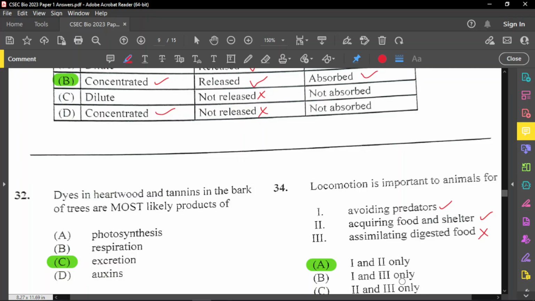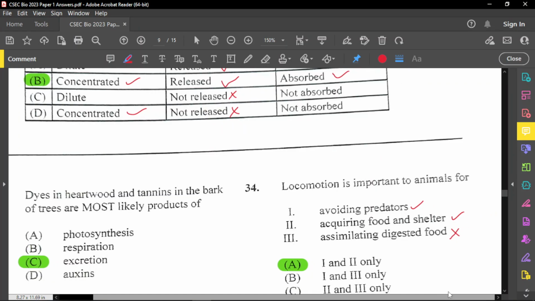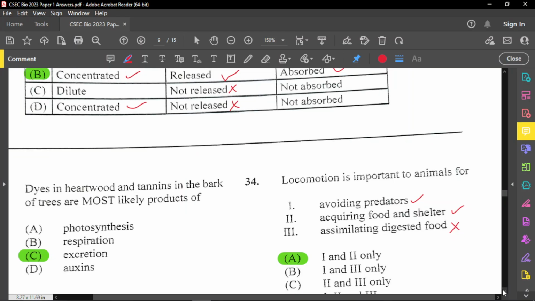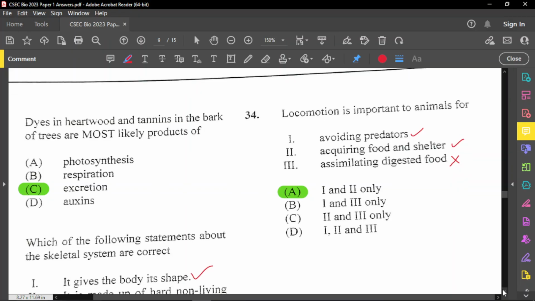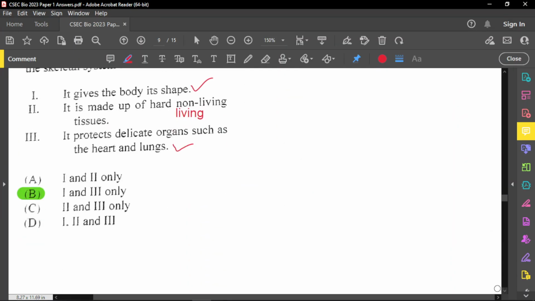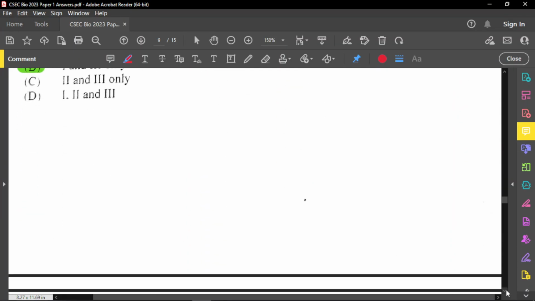All right, for question number 34 now, it said that locomotion is important to animals for what? And just to point it out, locomotion is movement, right? And so yes, you can avoid predators by moving, and acquiring food and shelter definitely involves moving. Assimilating digested food is not by movement. You don't even need to move to do that. So options 1 and 2 are correct. So option A is correct for 34.